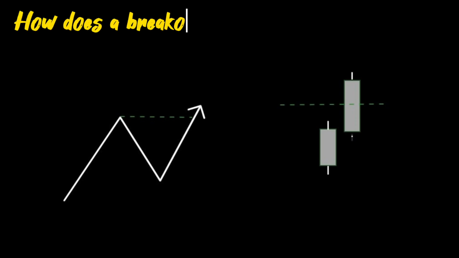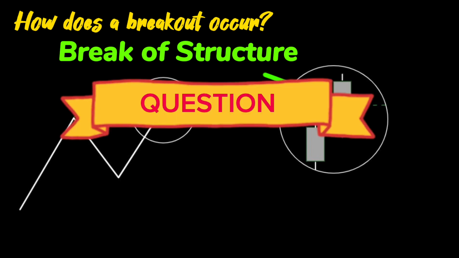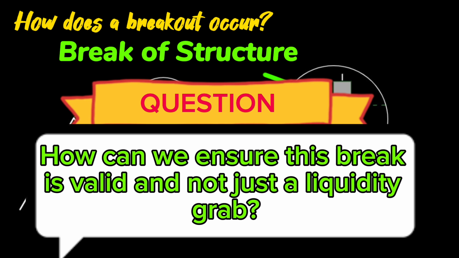Now, how does a breakout occur? A breakout occurs when a candle clearly breaks the previous market structure with the body. This means that the price can close a visible amount of pips above the previous high. Then we will have a break of market structure. Here is an important question. How can we ensure that the breakout is valid and not just a liquidity grab?